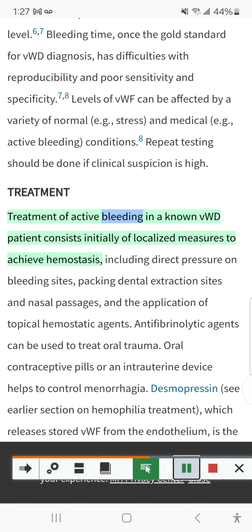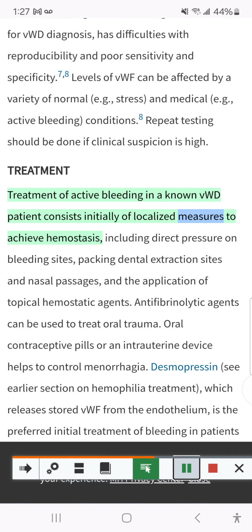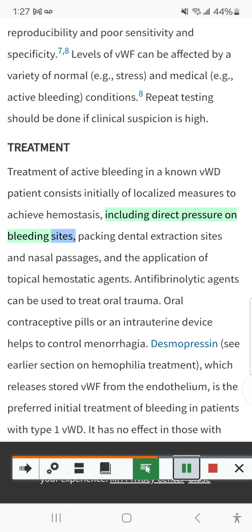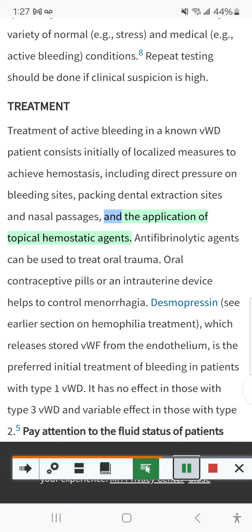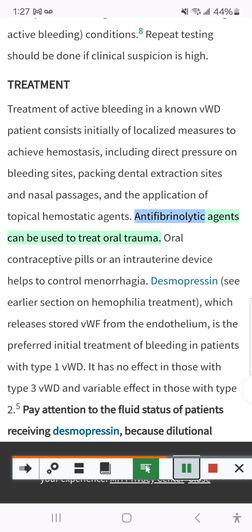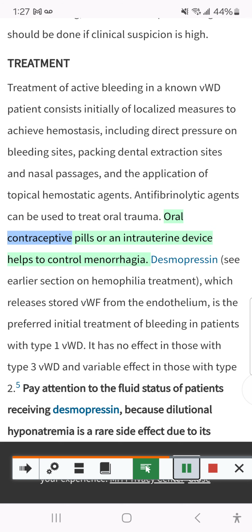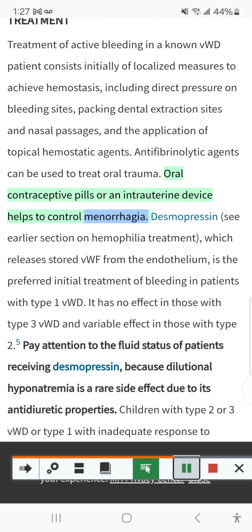Treatment. Treatment of active bleeding in a known VWD patient consists initially of localized measures to achieve hemostasis, including direct pressure on bleeding sites, packing dental extraction sites and nasal passages, and the application of topical hemostatic agents. Antifibrinolytic agents can be used to treat oral trauma. Oral contraceptive pills or an intrauterine device helps to control menorrhagia.